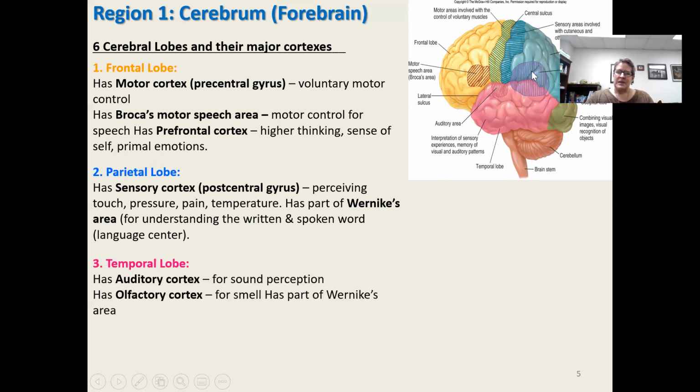The next lobe is the temporal lobe. Now, the temporal lobe, showing right here, it says auditory area. That's your auditory cortex. That's for perceiving sound. It also has, and not shown here, an olfactory cortex, and that is for smell.